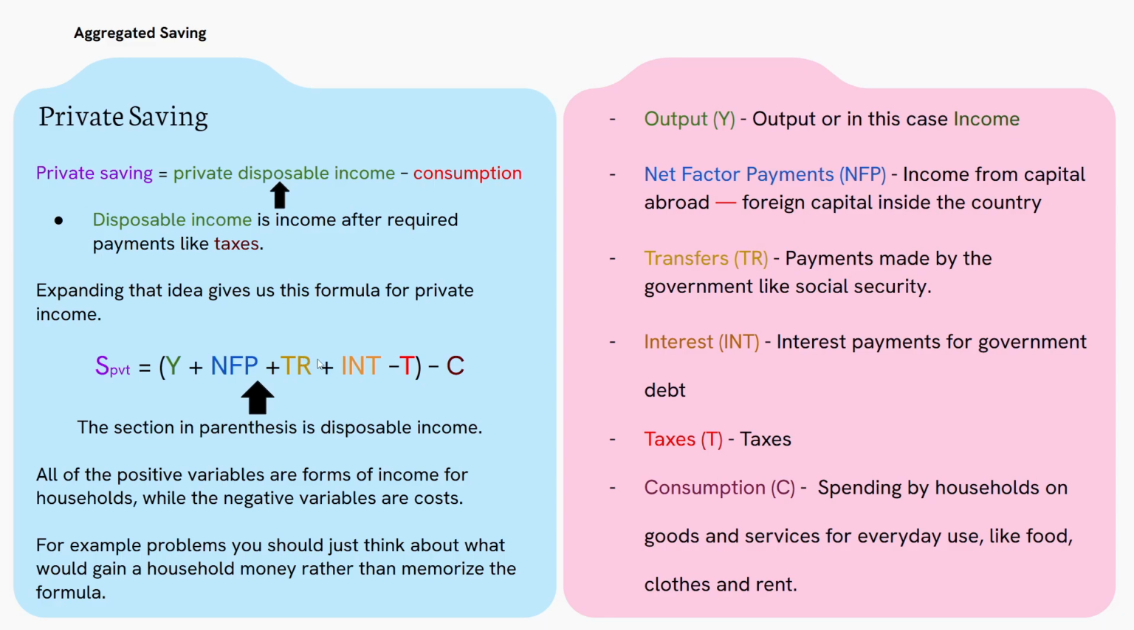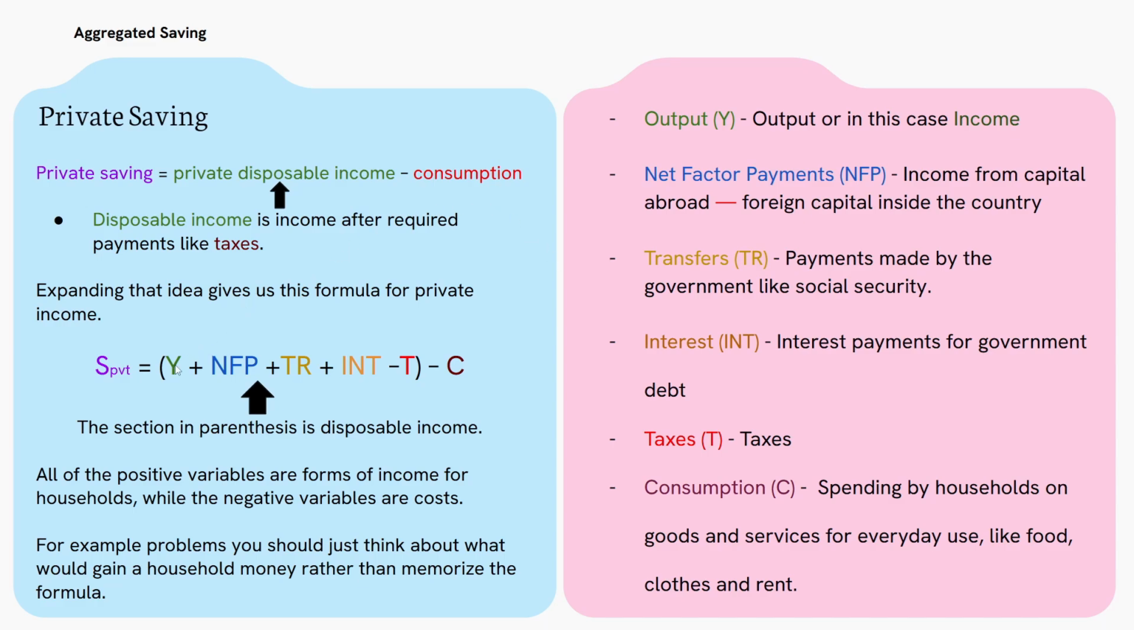And so I am going to explain exactly what each of these means, but for problems on your tests, you should really just think about what would gain a household money rather than memorize this formula, because there are going to be so many formulas you need to memorize. So if you can just reason this one out and think that, yeah, taxes would be a household losing money, so it's going to be subtracted from that, it's easier than actually memorizing it.